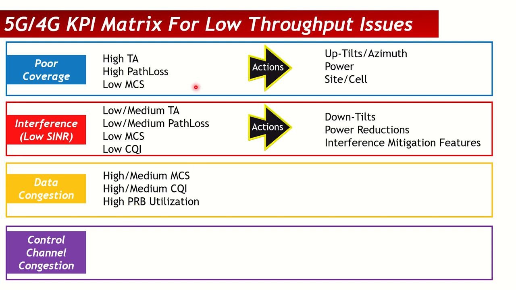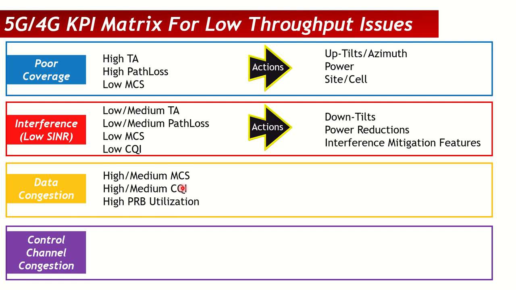Now all of these are actual counters or KPIs, so you don't need any other information to find out these problems. So over here we're talking about the KPIs or counters which can show you the indication, or which can be used for identification of the issue, while here we have the actions. So for data congestion, you will see that the MCS and CQI are okay or medium or even good, but you have very high PRB utilization.